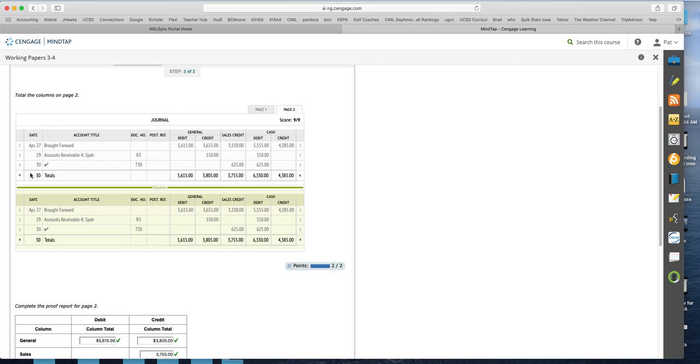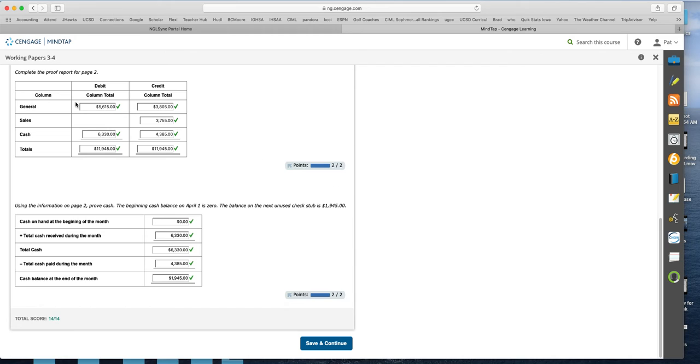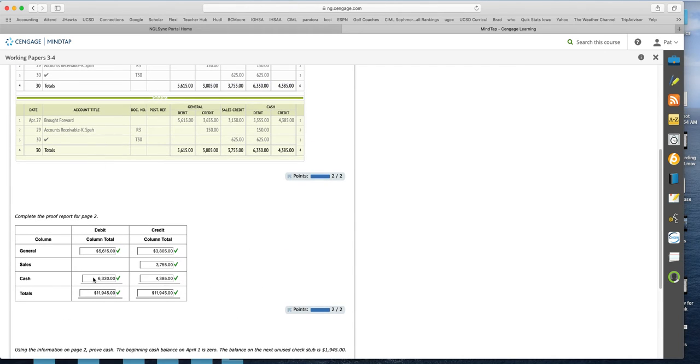All right, so what do we want to do? We want to add up these accounts, but we don't put them here. Okay, we wait and we prove it here on page 2. So we add up this account number, but instead of putting them here, we put them here. 5,615 cash debit, 6,330, add them up to get that number. Then we take the three credits, place them in the general credit, sales credit, cash credit, get the number. If they equal, then we know we're pretty good, close, we're correct.